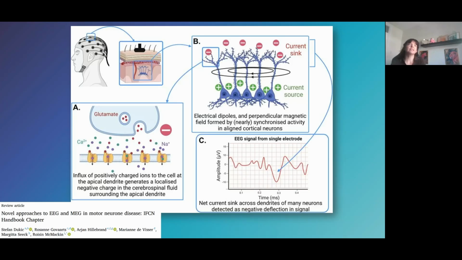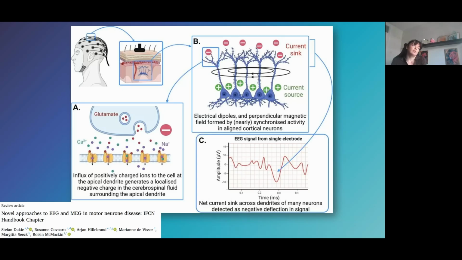The signals coming into these neurons at what we call the apical dendrites come in through ion channels and generate a localized area of positive or negative charge in the surrounding cerebrospinal fluid. You might have a localized area of negative charge, for example, if you have positive ions flowing into your dendrites. That might occur, for example, with glutamatergic signaling. And then to counterbalance that, you will have the opposing charge in the cerebrospinal fluid further along, closer to, for example, the soma of the neurons.